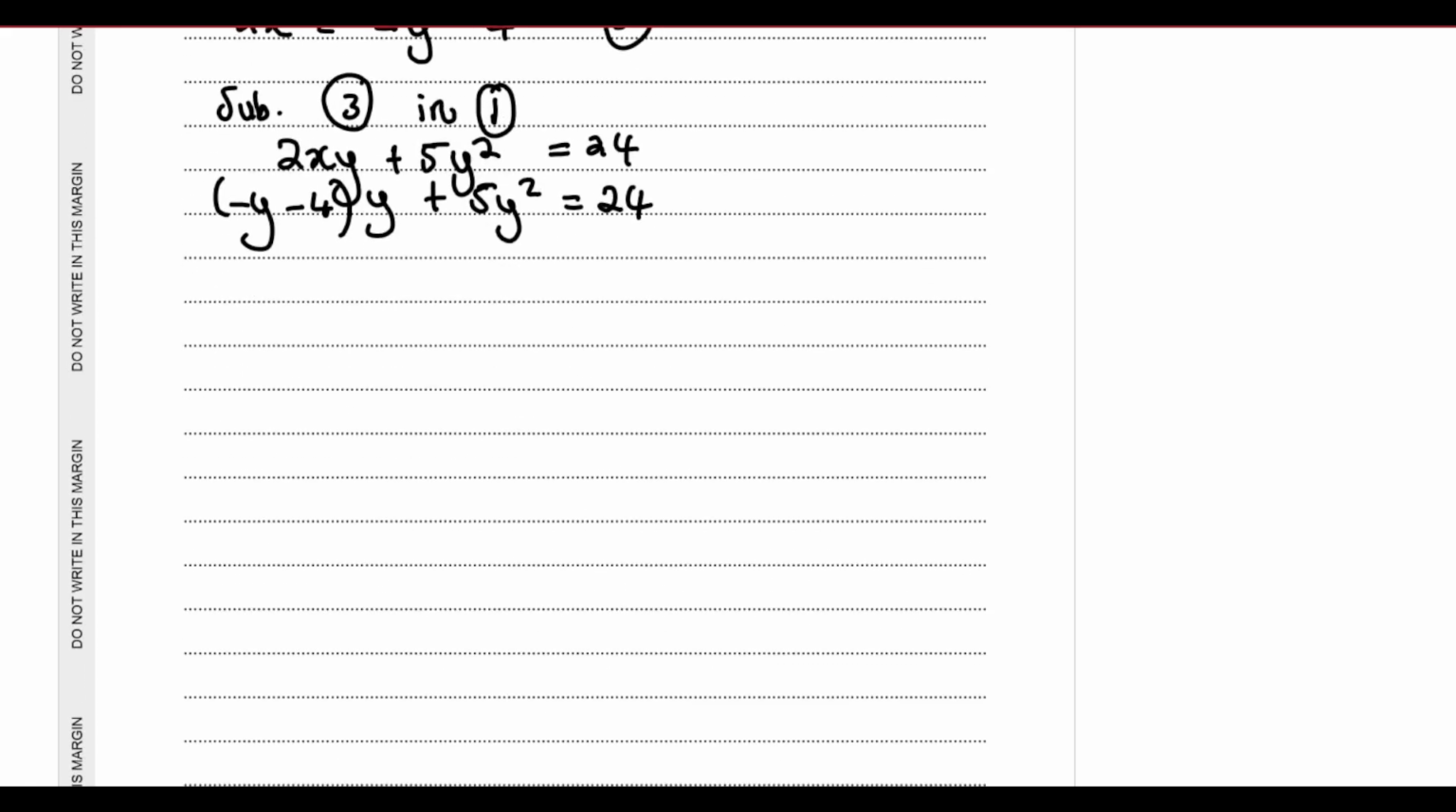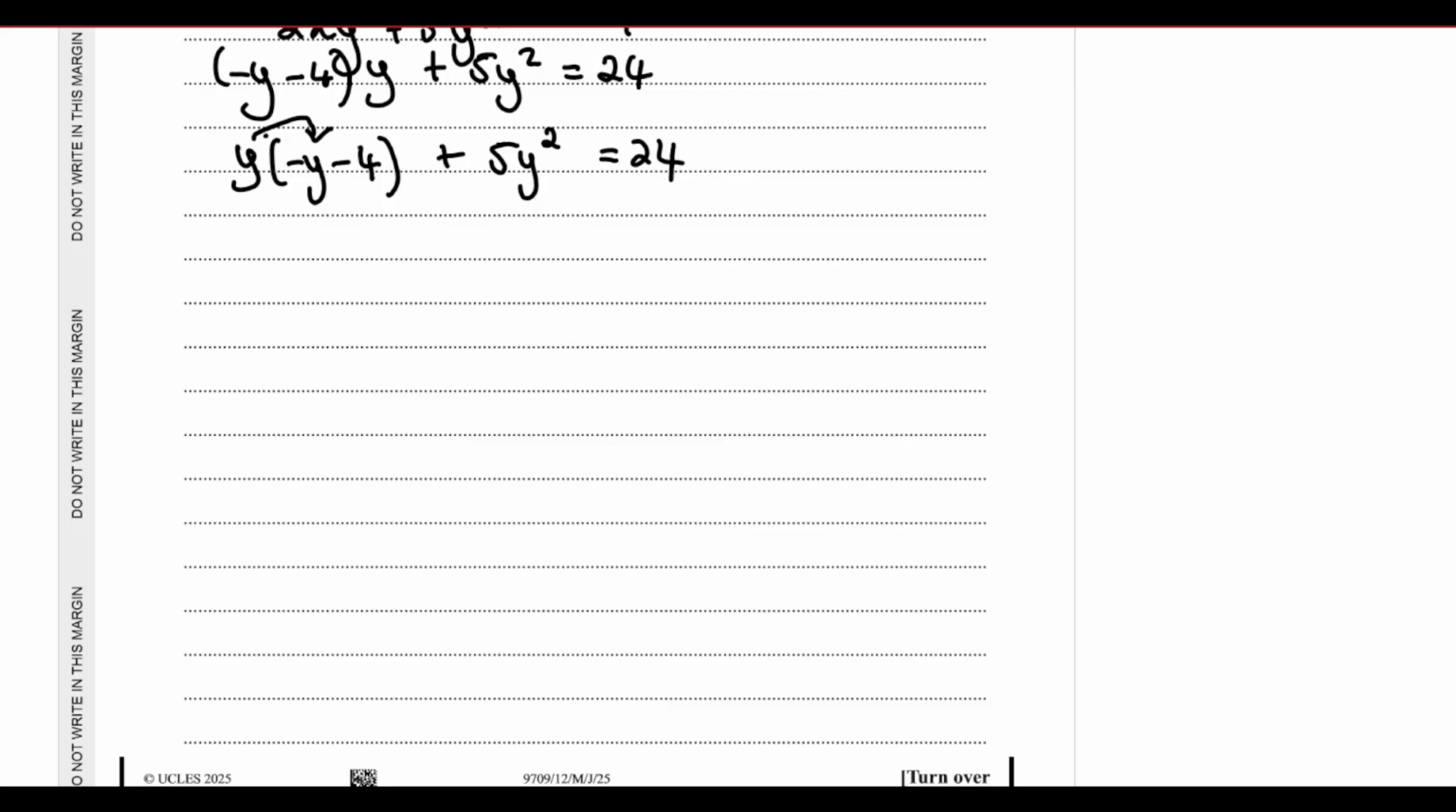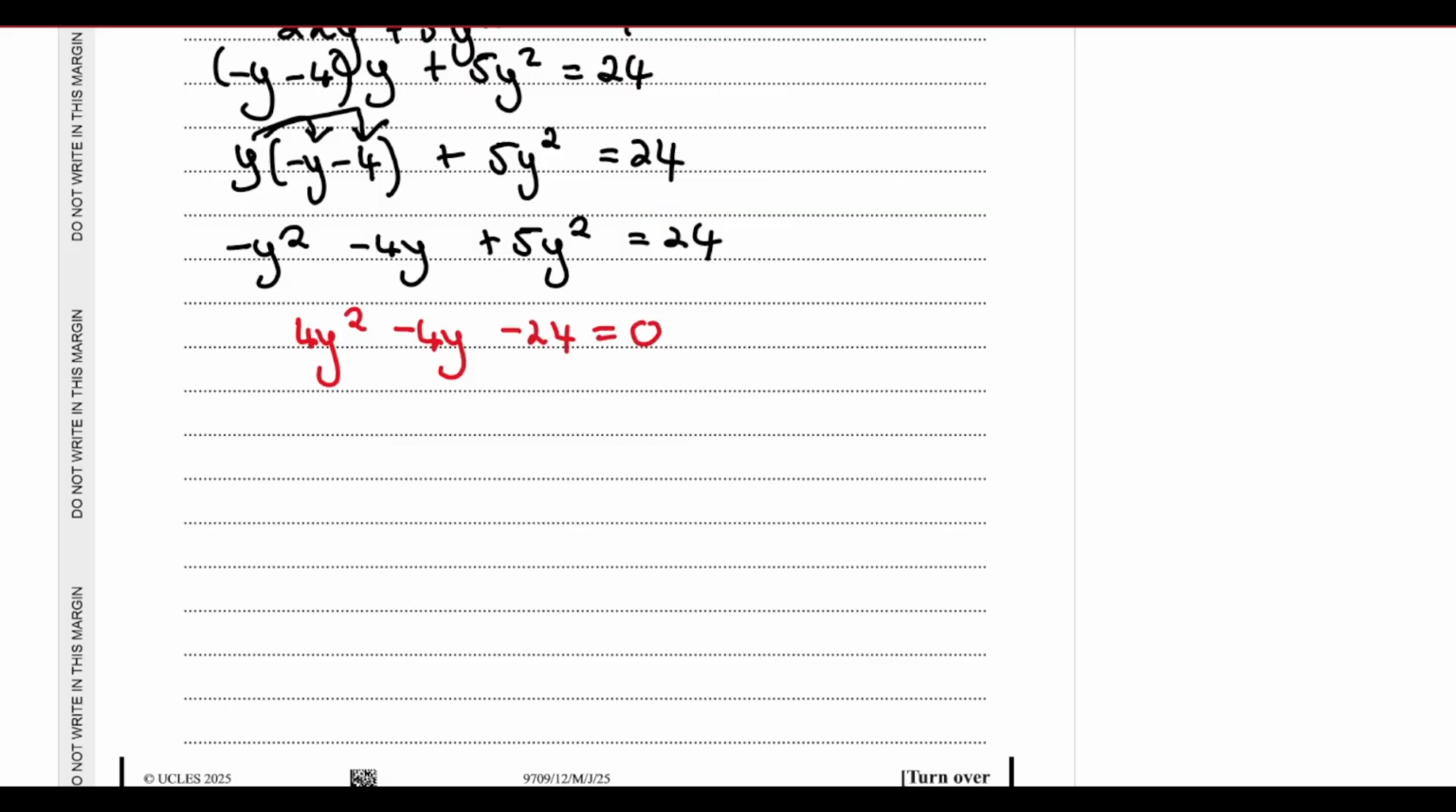Okay, so I have y(−4 − 5y)... wait, I have y minus 4 plus 5y squared equals 24. Let's take that y into the bracket. We'll have minus y squared minus 4y plus 5y squared is 24. So now I have 5y squared minus y squared is 4y squared minus 4y. And let's bring the 24 to the left. It becomes negative 24. Now we need to factorize this.